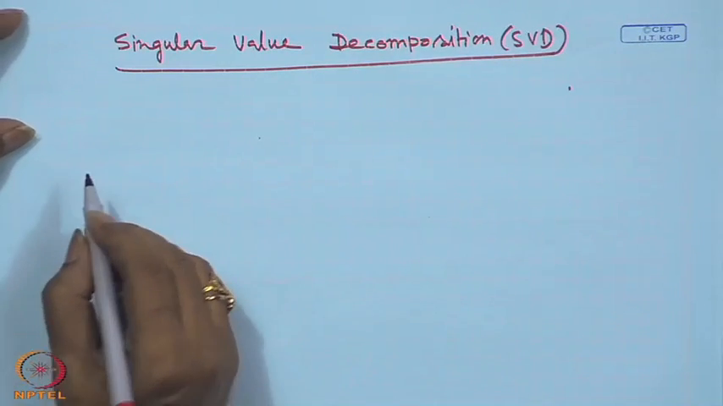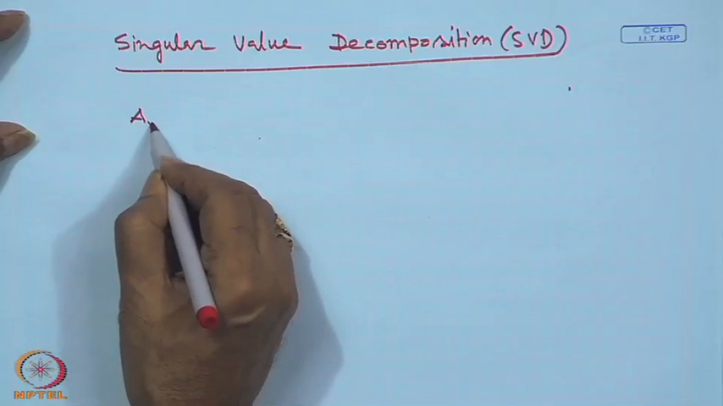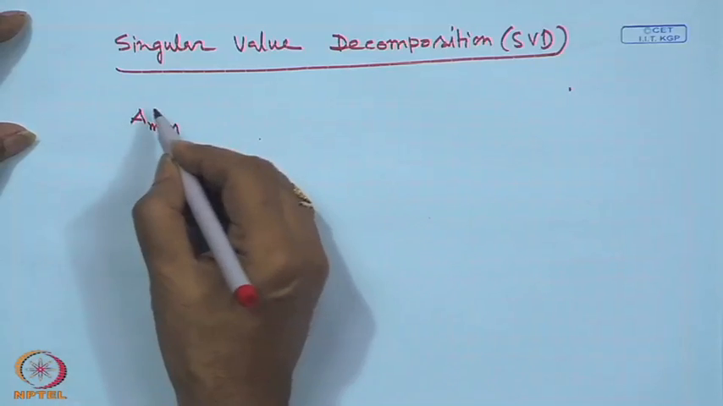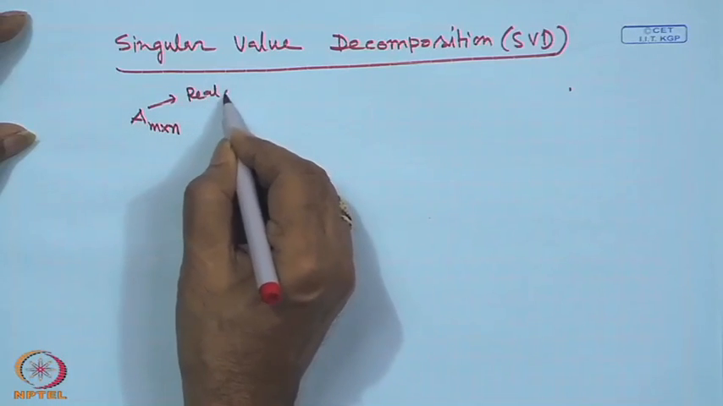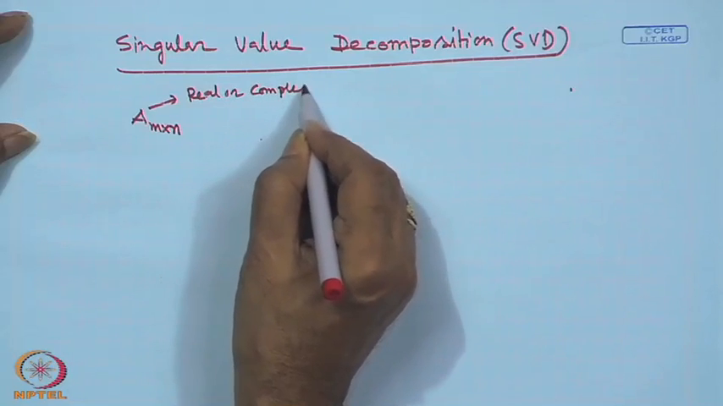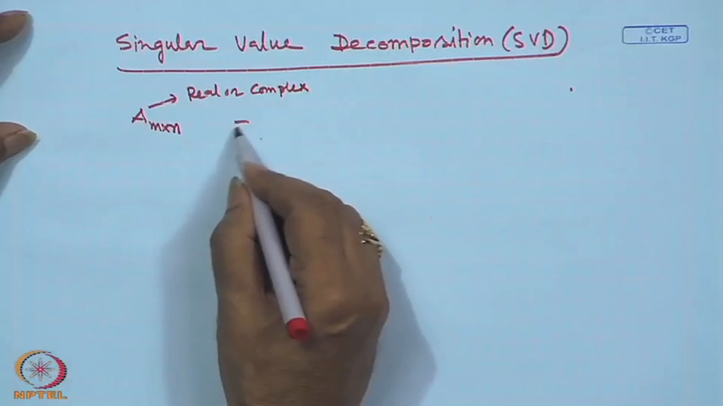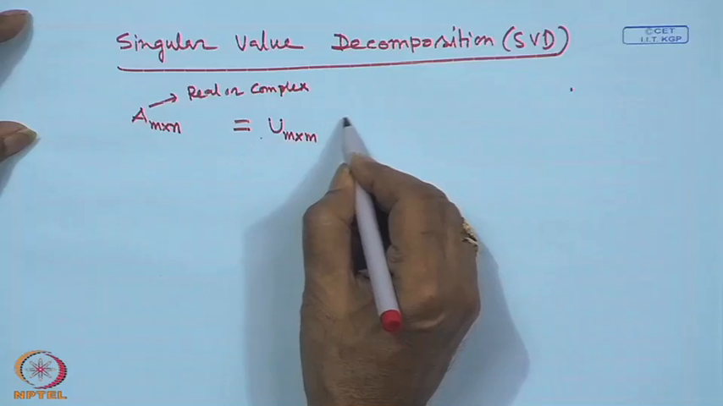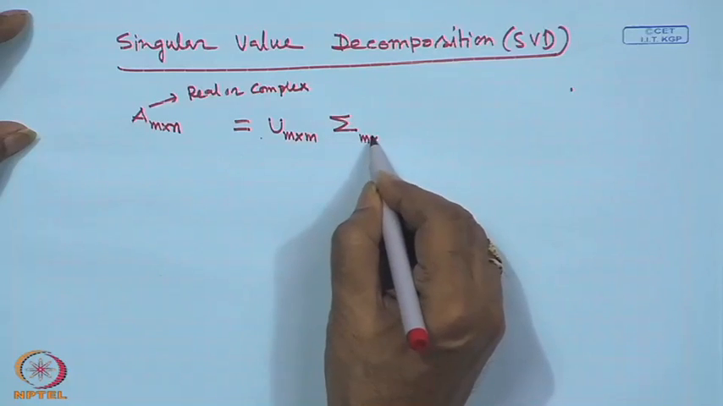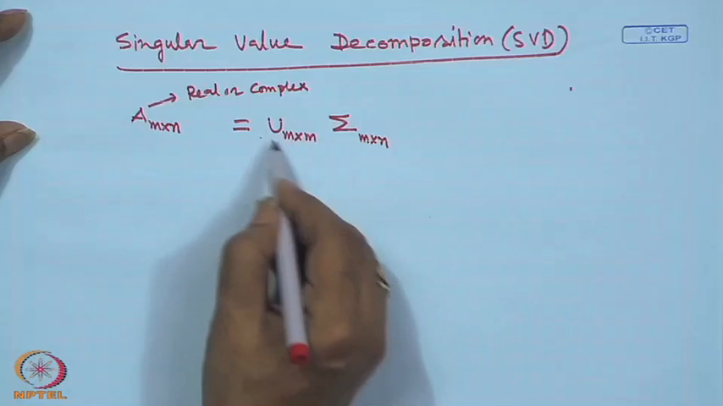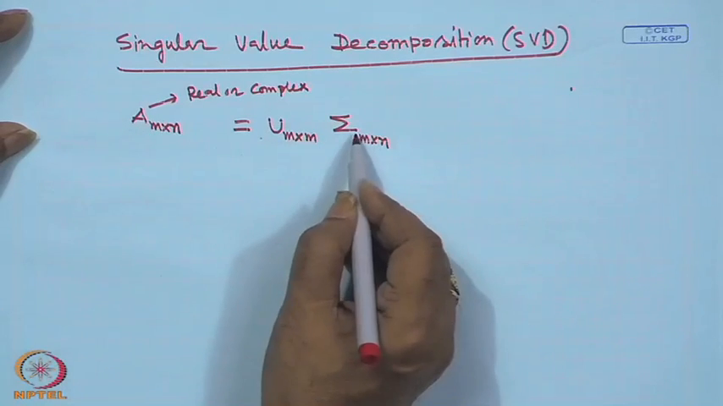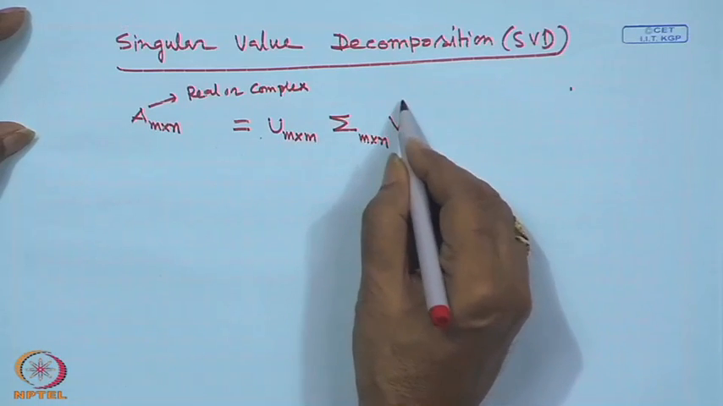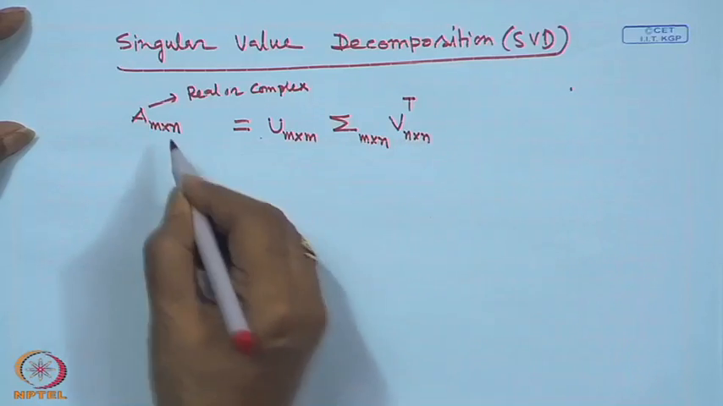So, singular value decomposition: if you have a non square matrix A, this matrix may be real or complex. This matrix we can decompose into three matrices. The first is an m cross m matrix U, then sigma whose dimension is m cross n, the same as that of A. Then the third matrix is V transpose, n cross n in dimension.